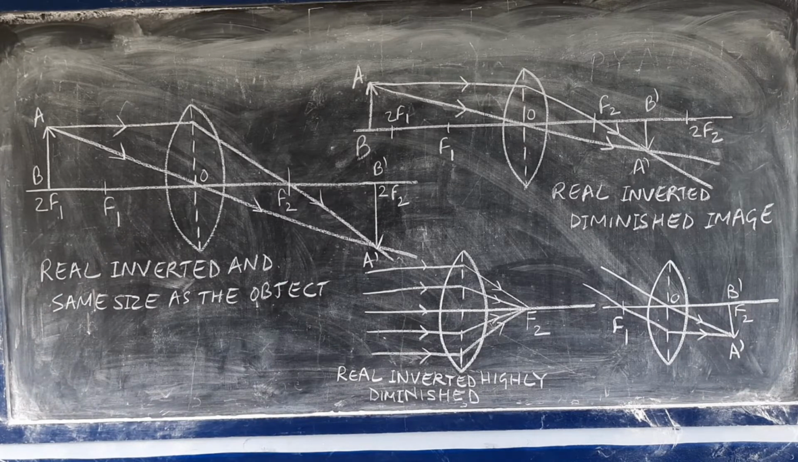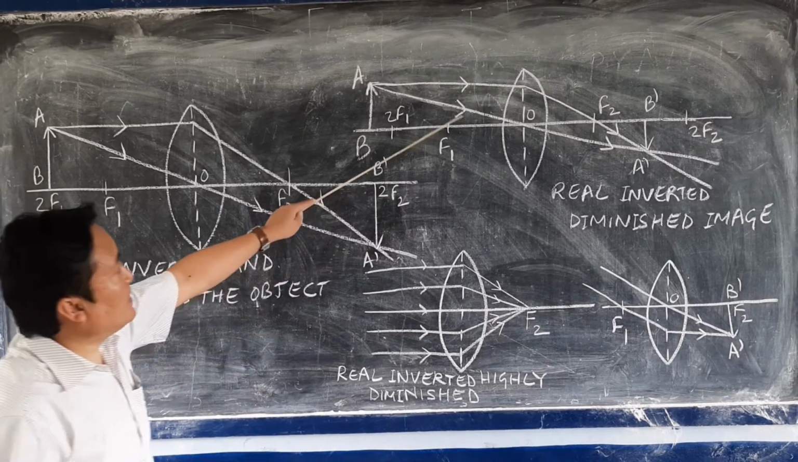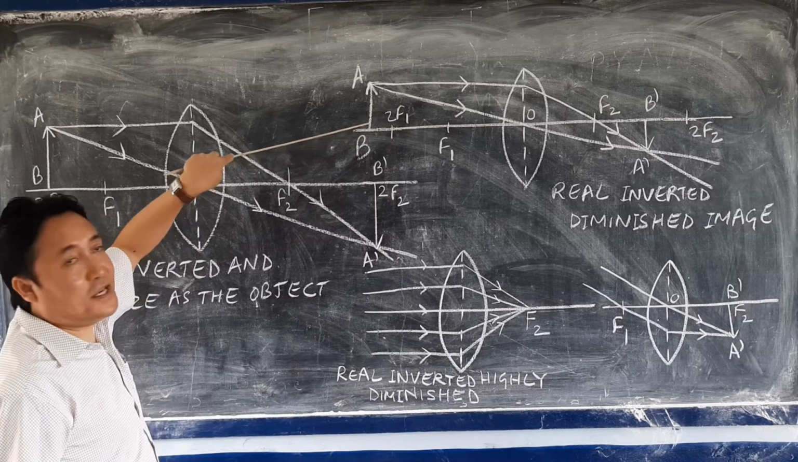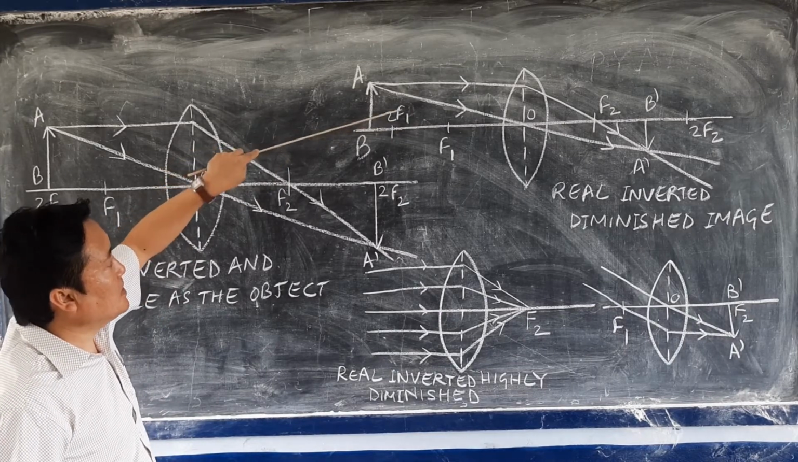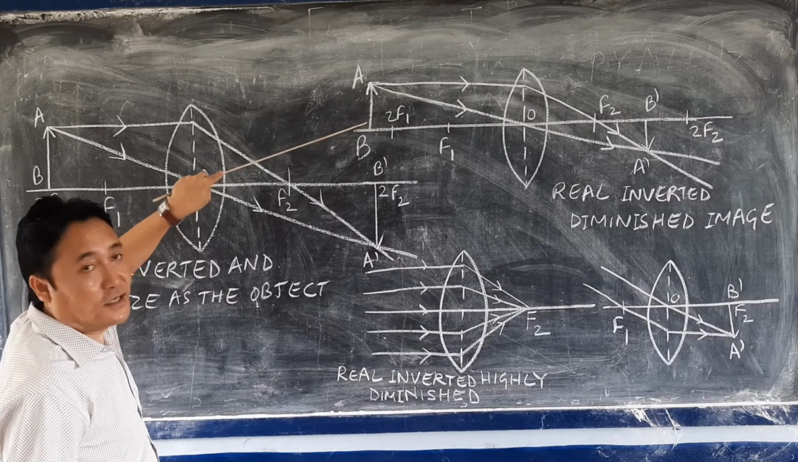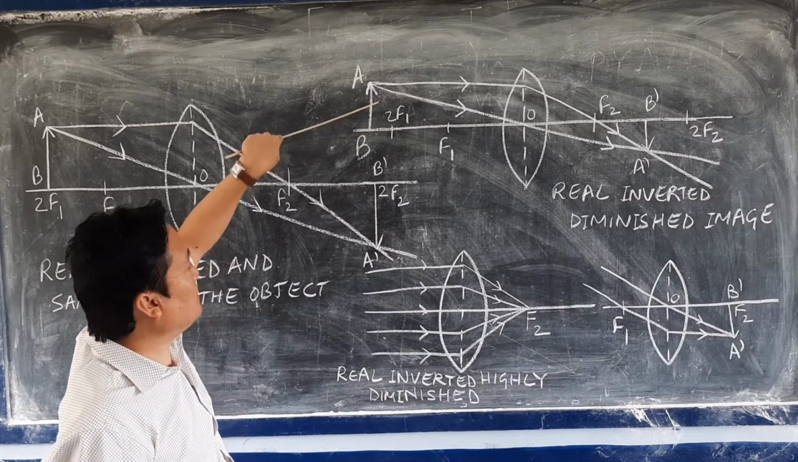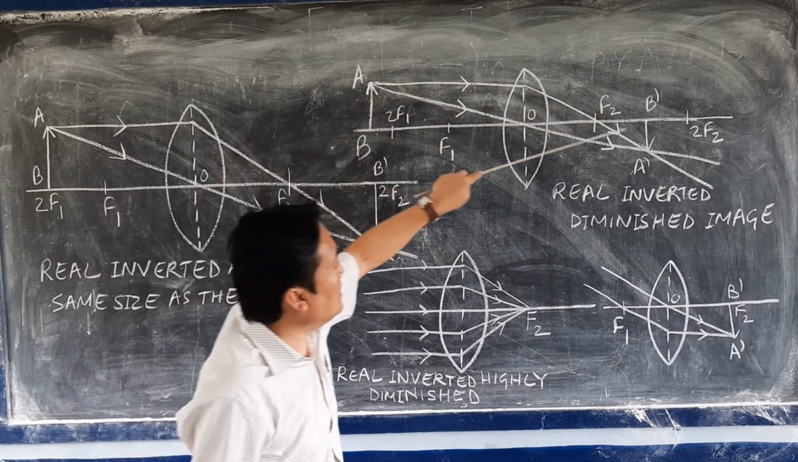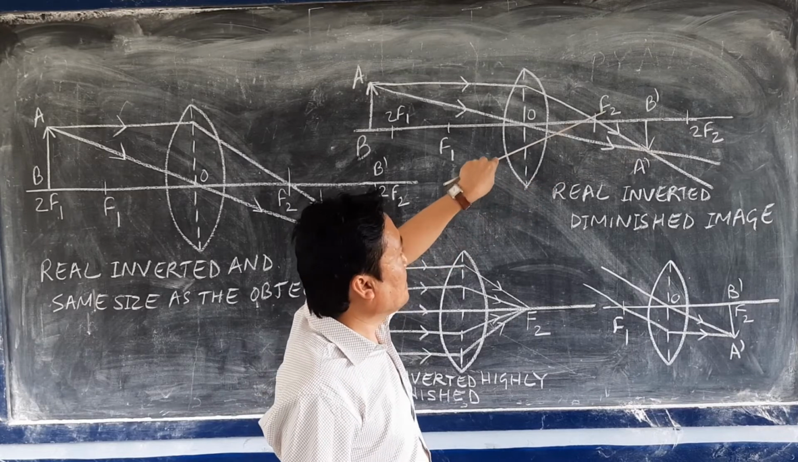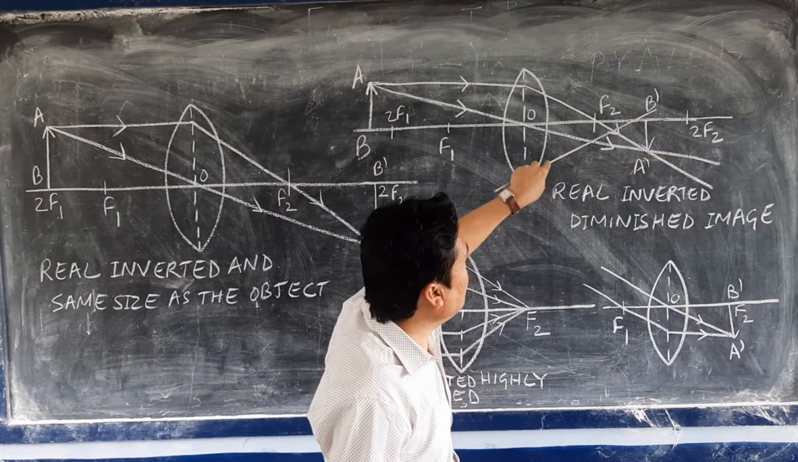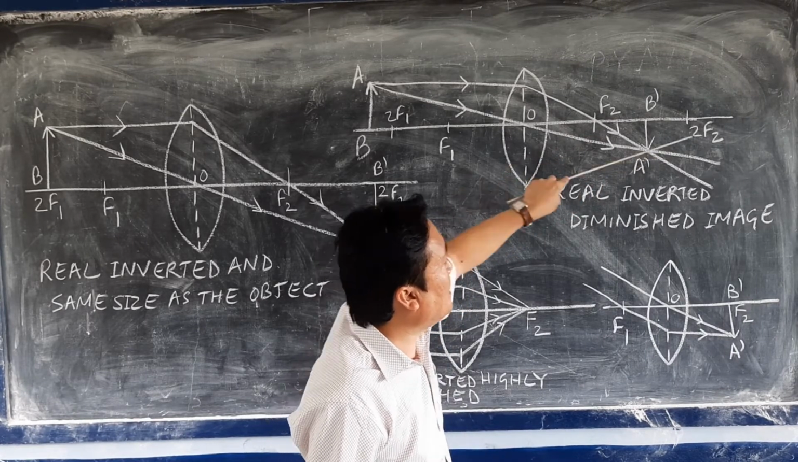Now this type of image formation is used in a terrestrial telescope. And the second one: now the object is beyond twice the first focal point. That means where is the object now? The object is beyond twice the first focal point. So when the object is beyond 2f1, the image is forming between the second focal point and twice the second focal point, that means in between f2 and 2f2.